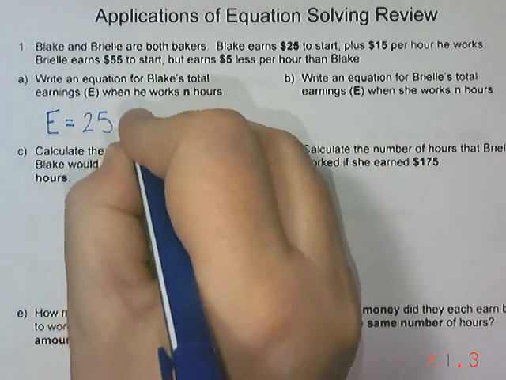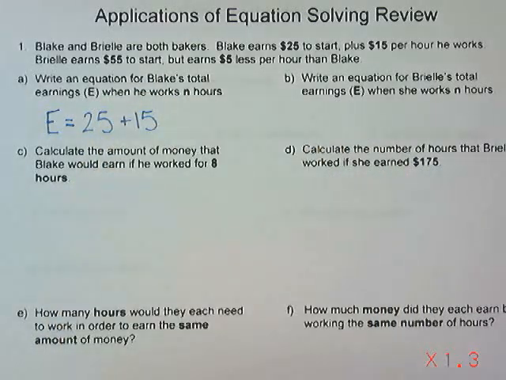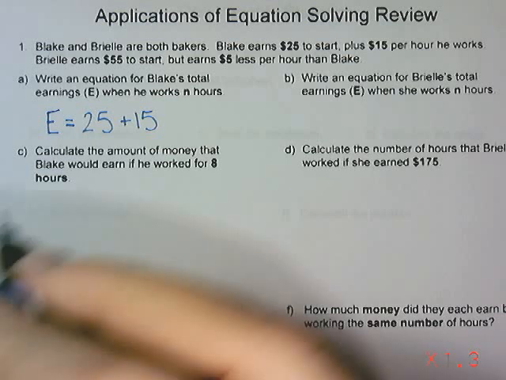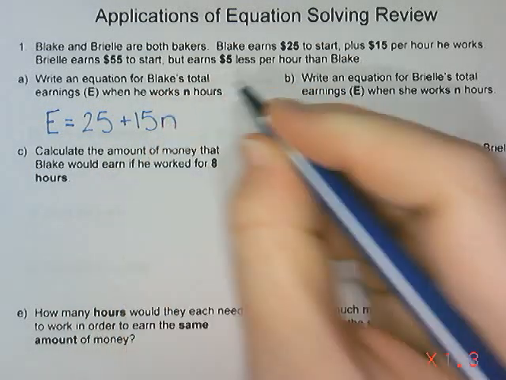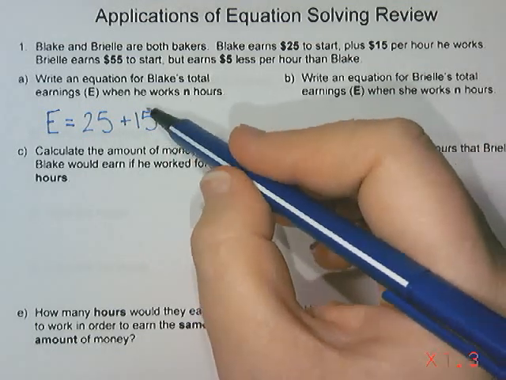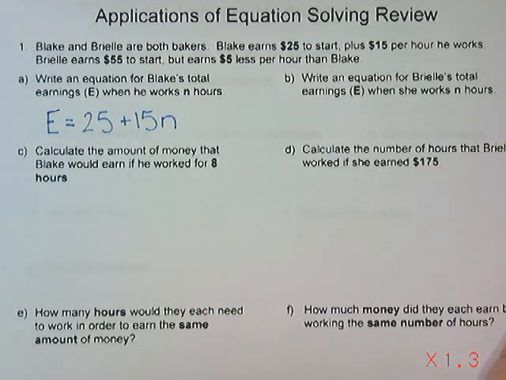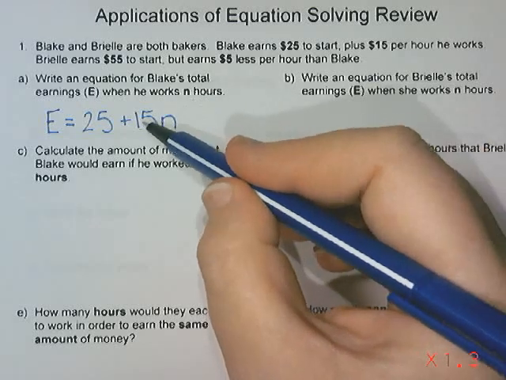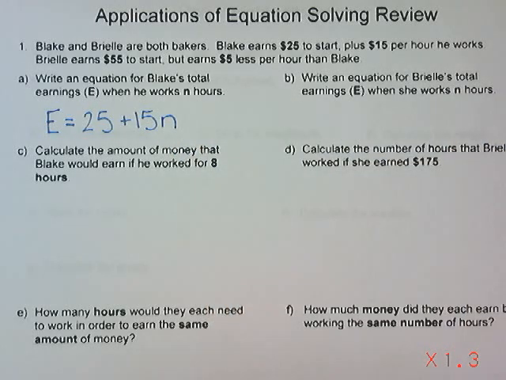So to that 25, we are adding 15, but we're not just doing it once. We're doing it multiple times depending on how many hours Blake worked. So I'm going to multiply it by N, where N is the number of hours. So if he works 1 hour, it's just 15 times 1, which is $15. If he worked 2 hours, I would do 15 times 2, which is $30.